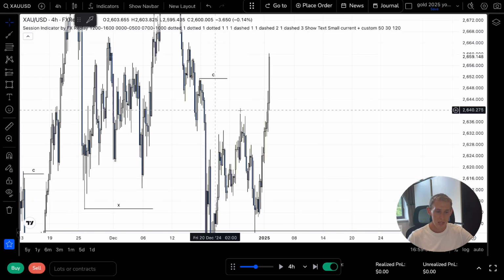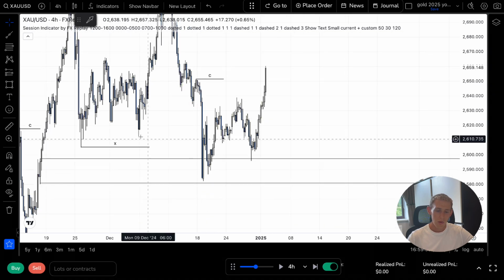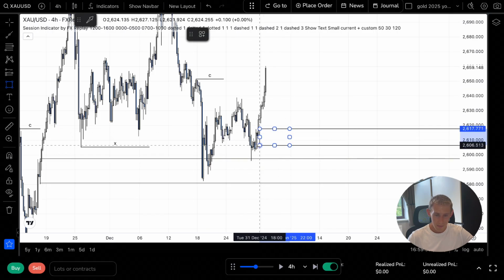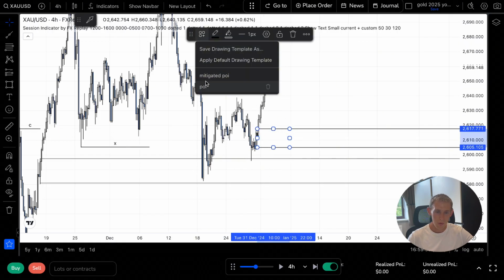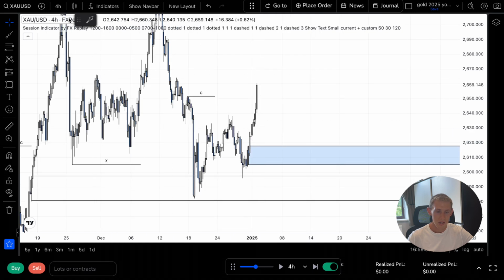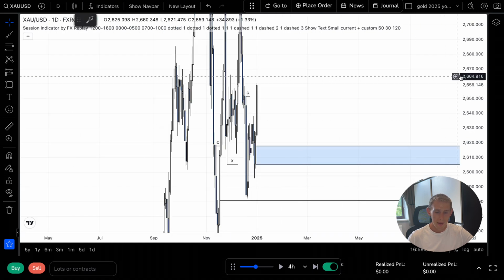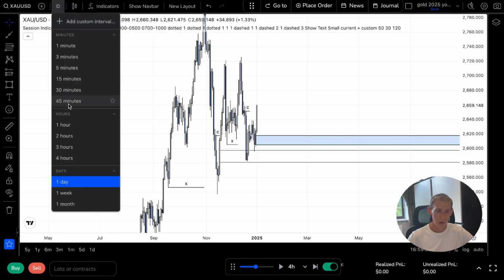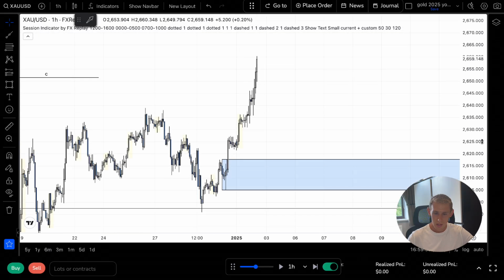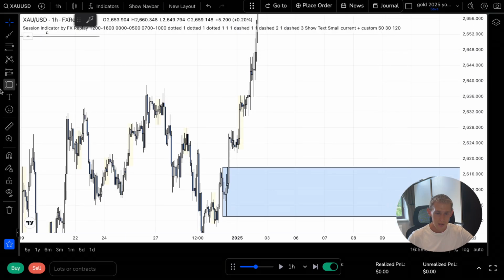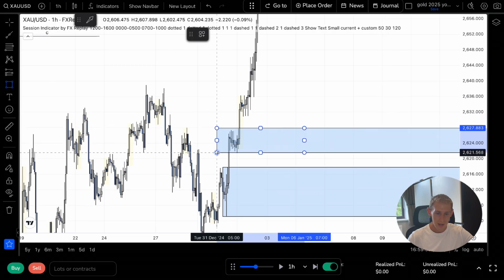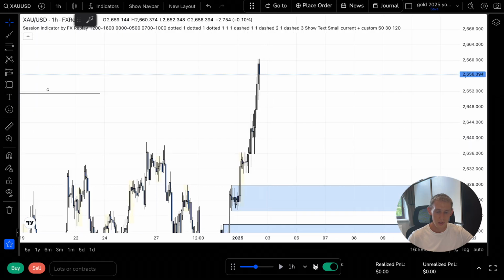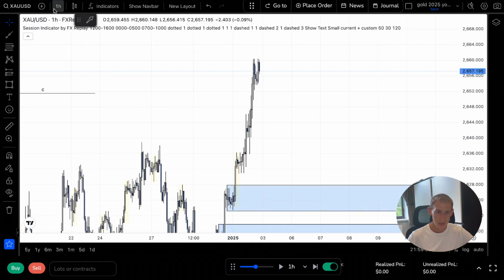At the moment, the only real demand we have in this range between the low and the high is this one right here. Maybe if price can retrace back into this level, we can look for some buys. Just zooming back out, there's not really anything else I'd be looking for here. This is the only demand. If we zoom in on the hourly, maybe this one. We also have this one down here. Also, this is highly dependent on whether price wants to pull back or not. Obviously, it might not want to.